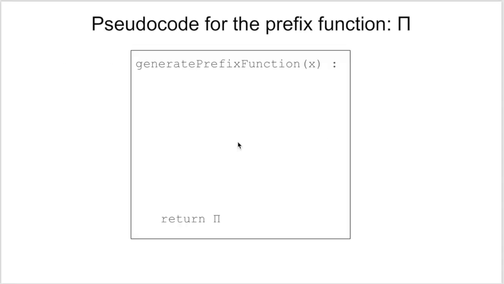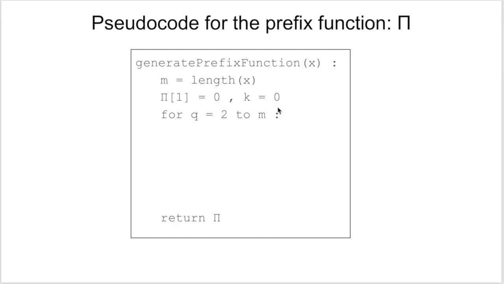Let us try to figure out the pseudocode for the prefix function pi. My input parameter is the pattern string x, and I want to return a prefix array that is equal to the length of the input pattern. First, let me initialize variable m with the length of the pattern, and k to be 0. K is essentially keeping track of the longest prefix and suffix match, and I want to set the first element of my prefix function to 0, as we have seen before. Now I want to fill the rest of the prefix function elements, hence I loop from 2 till the end of the length of the string.